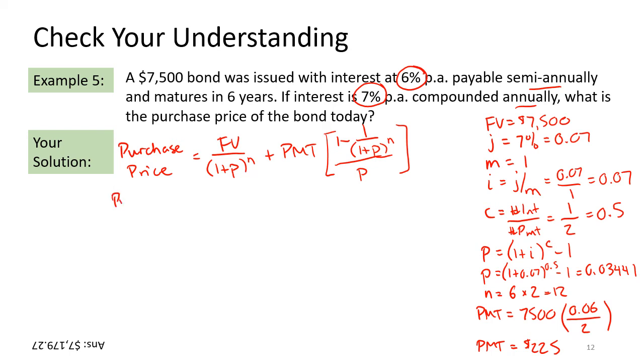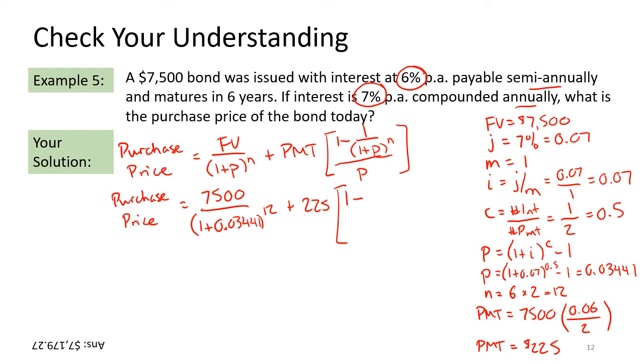Substituting all of these values in, we get a purchase price equal to our face value, $7,500, divided by 1 plus the equivalent rate of interest, 0.03441, to the exponent 12, plus our payments, $225, times 1 minus 1 divided by 1 plus the equivalent rate of interest, P, 0.03441, the exponent 12, divided by the equivalent rate of interest, 0.03441.